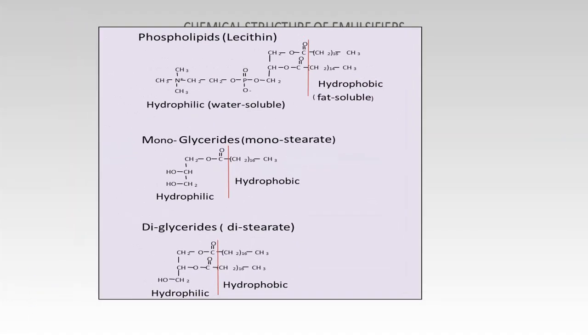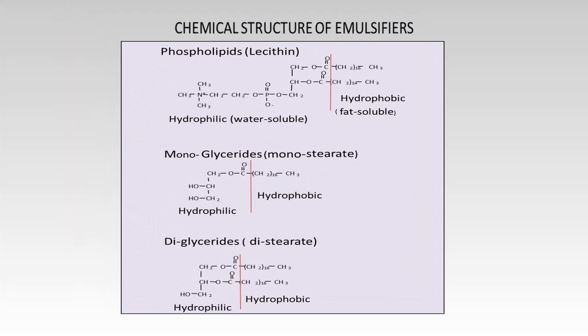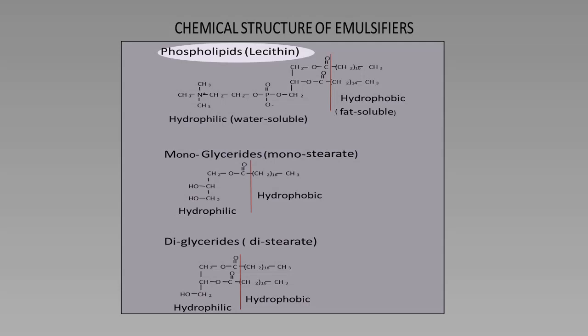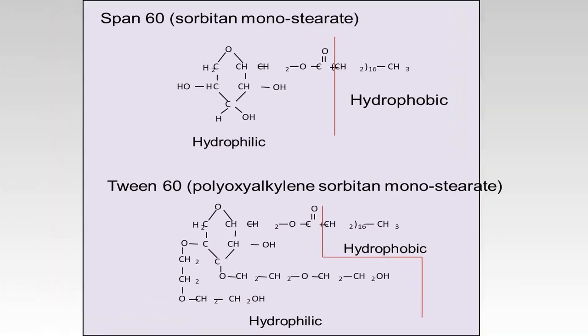Now let's see some examples for emulsifiers and their structure. First one is the chemical structure of the lecithin molecule, that shows the hydrophobic head and hydrophilic tail. Similarly for monoglycerides and diglycerides. And this is the chemical structure of sorbitan and Tween-60.